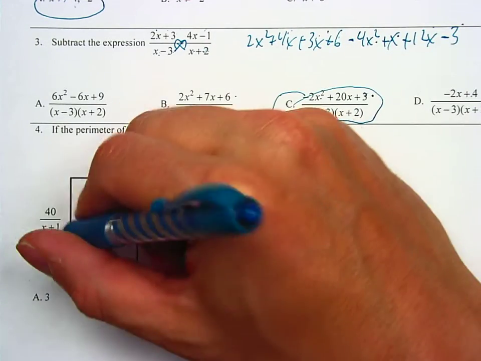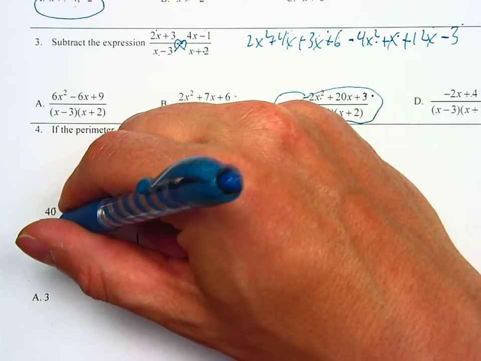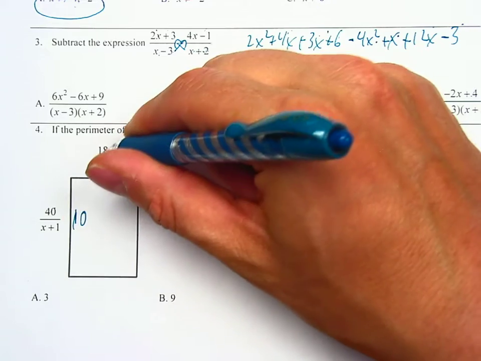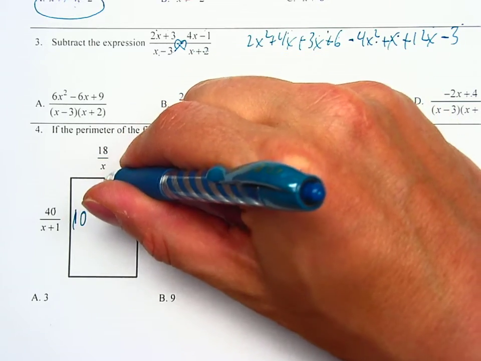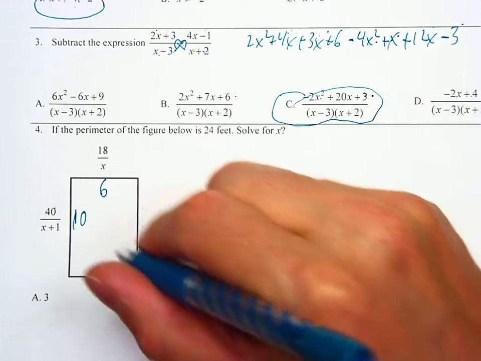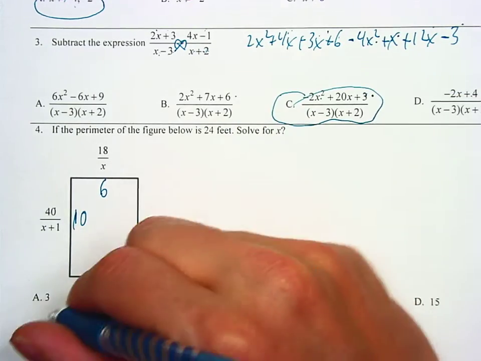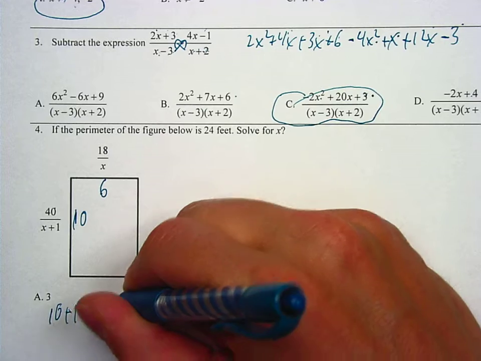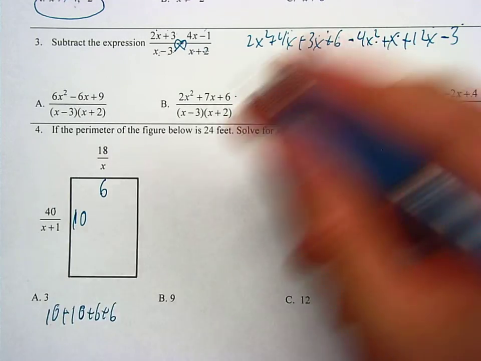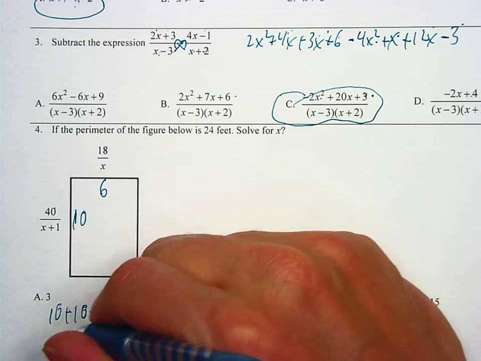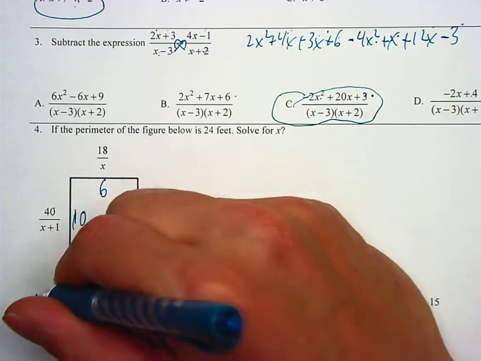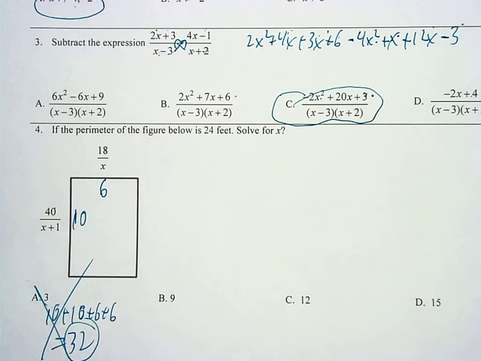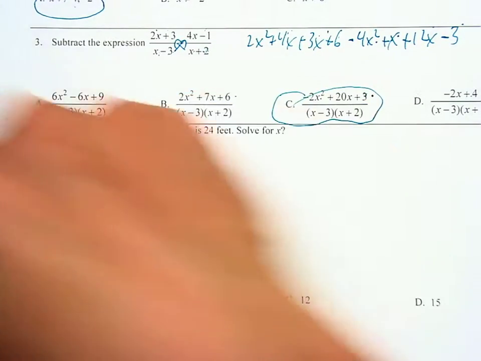So if x was 3 here, 40 divided by 4, this would be 10, and 18 divided by 3 is 6. So if this was 10 and 6, I would have 10 plus 10, since I'm doing perimeter here, plus 6 plus 6. 20 plus 12, well, that would be 32, my perimeter. I don't want 32, I want 24. All right, so moving along, I don't want 10 and 6.